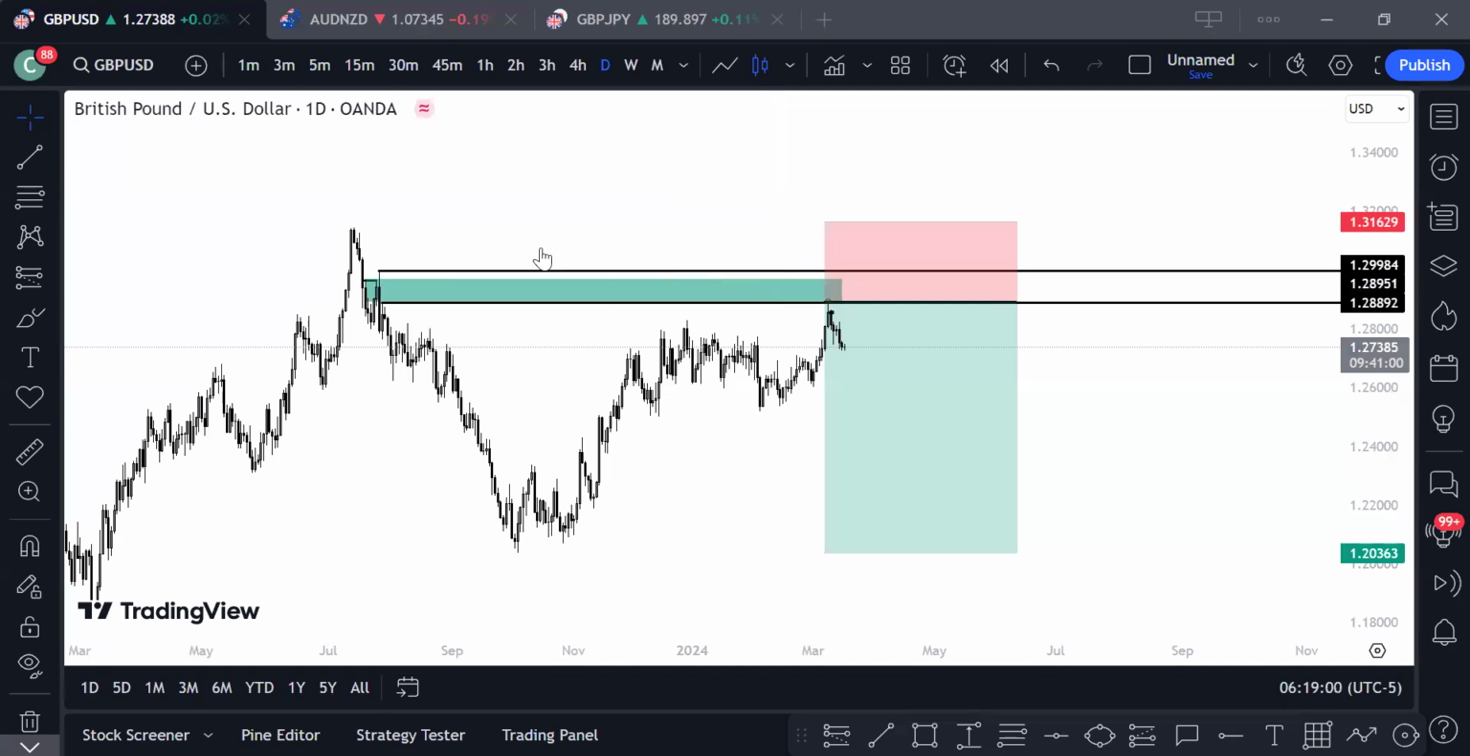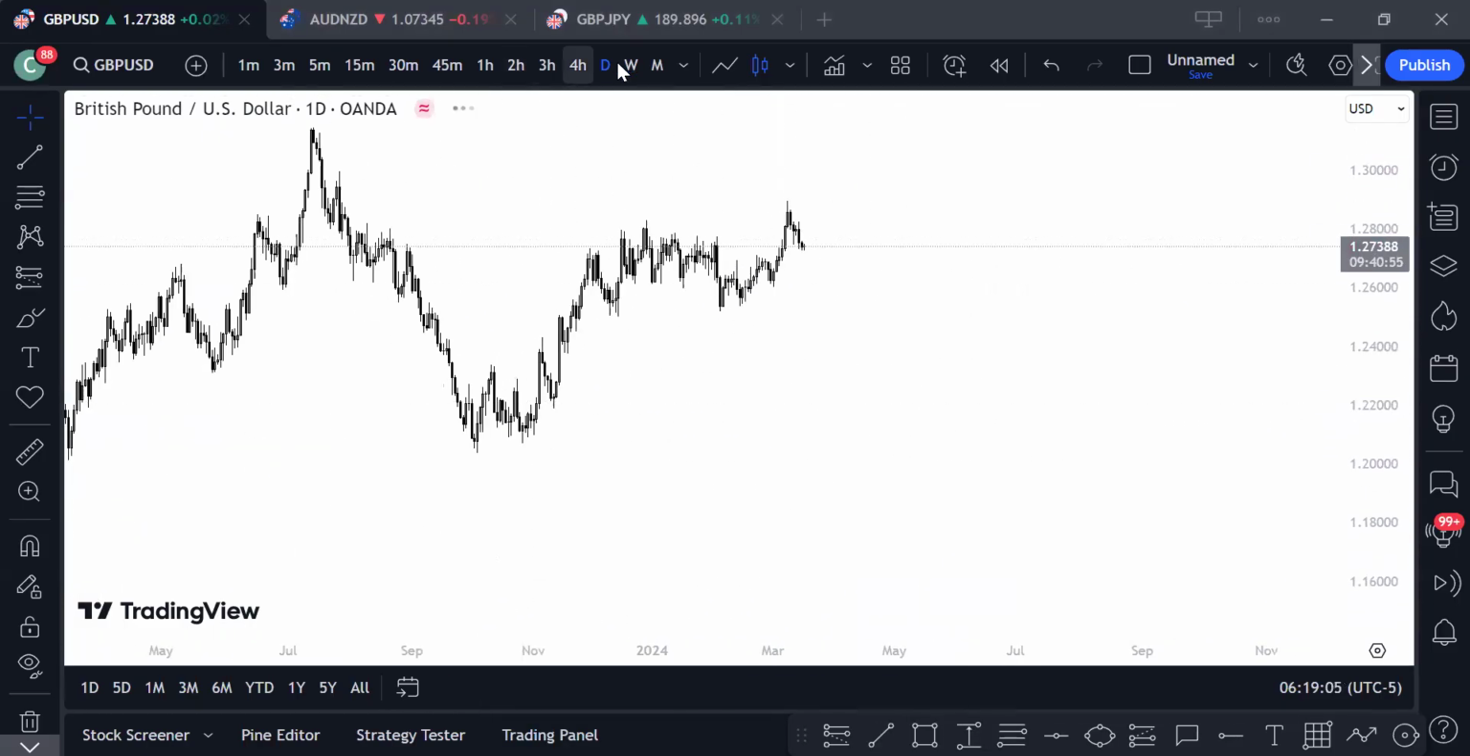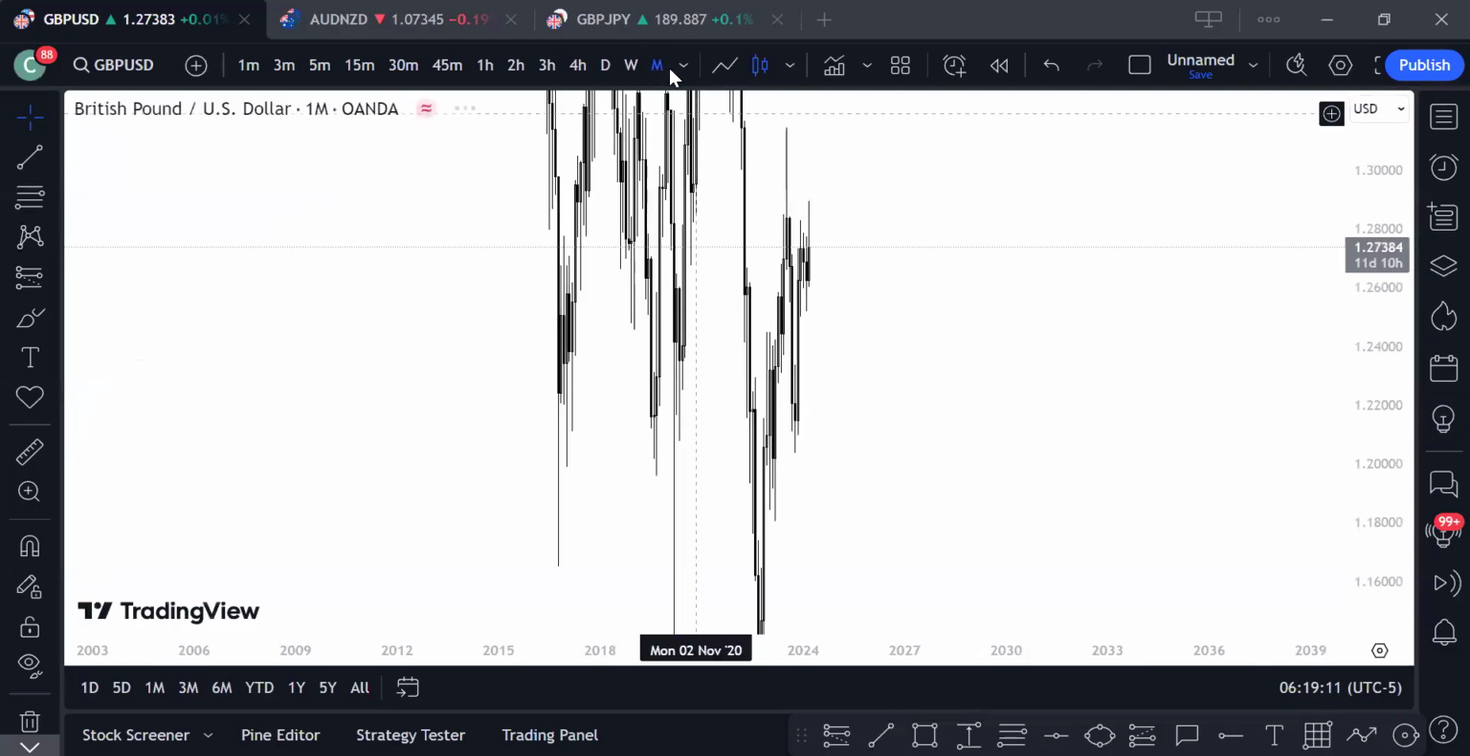So top-down analysis. Let's reanalyze GU. I always like doing my top-down analysis from the monthly time frame: monthly to weekly to daily, to 4 hours, to 1 hour, to 30 minutes, to 15 minutes, to 5 minutes, my entry. And yeah, let me play some music while I'm at it. I like listening to music.